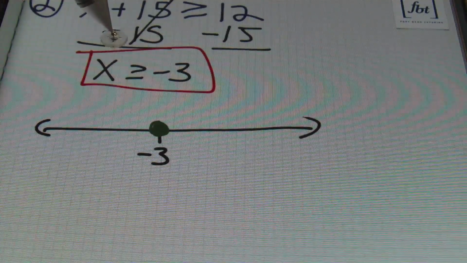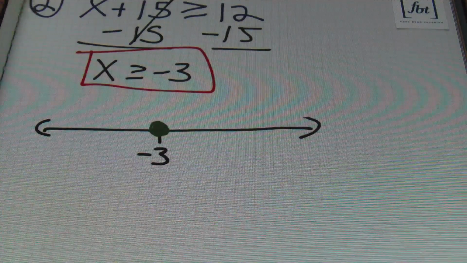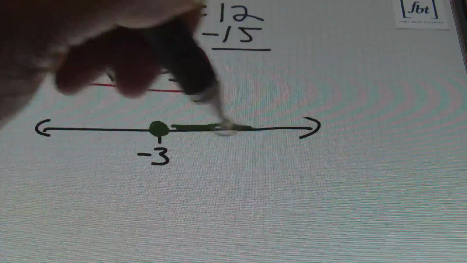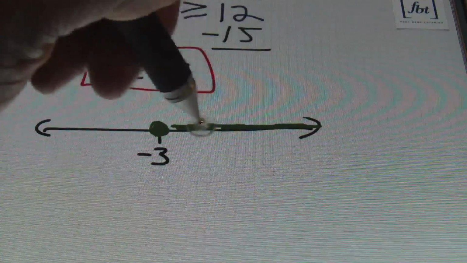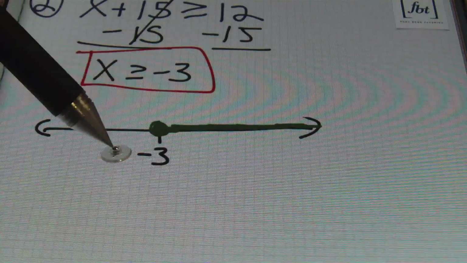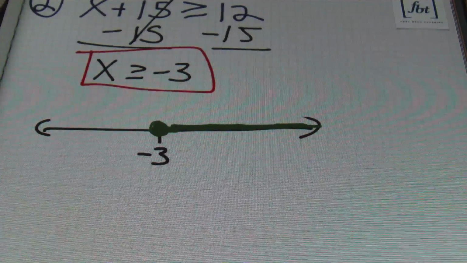Then notice how we've isolated the variable on the left-hand side, but the inequality symbol itself is pointing to the right. Exactly, which means I need to shade to the right to show where the remainder of my solution is going to be. That's right. So things are greater than or equal to negative 3, and this is the line graph of that inequality. All right, that's that one.